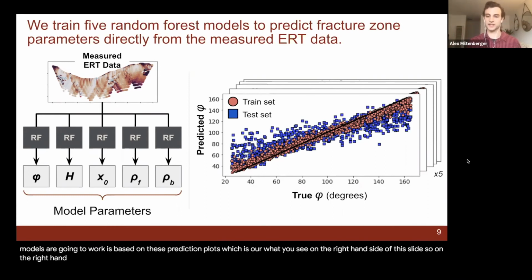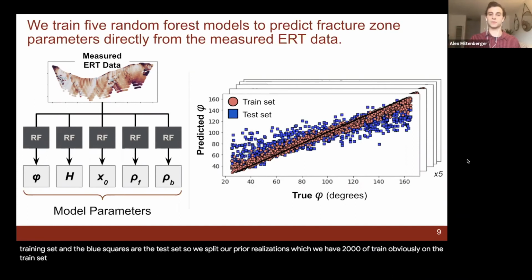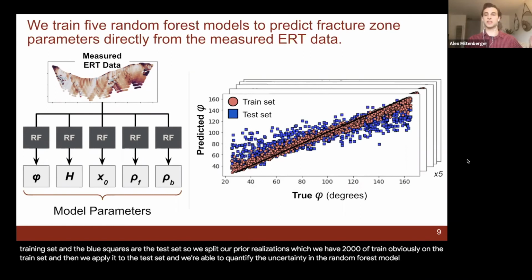So on the right-hand slide, the bottom axis is the true dip angle, the y-axis is the predicted dip angle, and the pink circles are the training set, and the blue squares are the test set. We've split our prior realizations, of which we have 2,000, into 1,000 train and 1,000 test. We train on the train set, and then we apply it to the test set, and we're able to quantify the uncertainty in the random forest model using the test set.